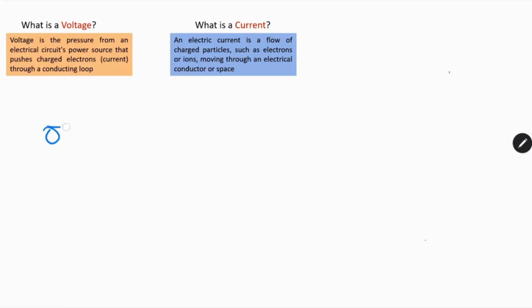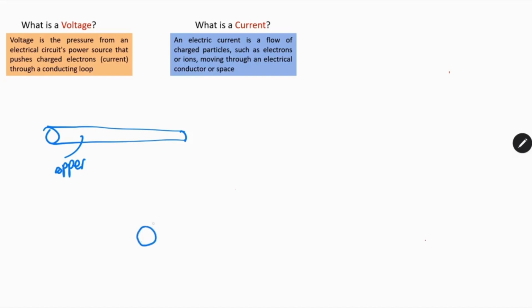So for example, if you have a wire, for example a copper wire. Why? Because a copper wire has good electrical conductivity of current. So why is copper so important? We all know that everything is made up of atoms. That means copper is also made up of atoms.